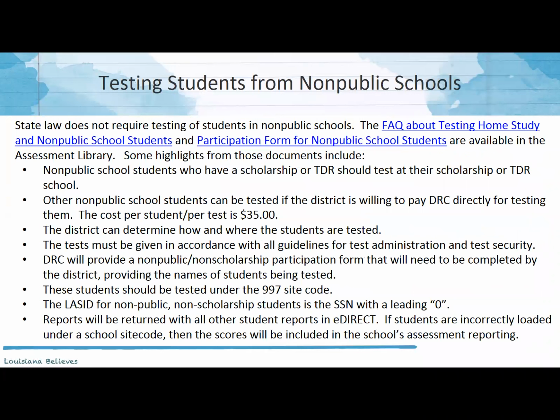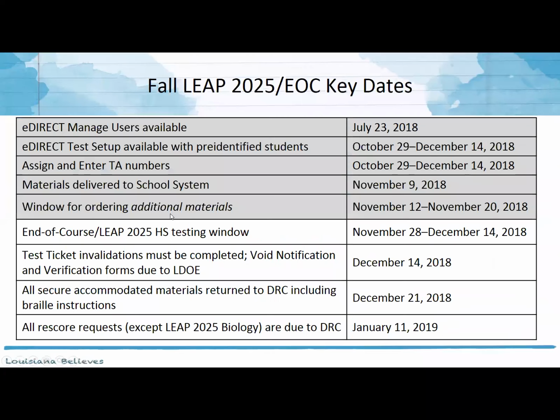So one thing to point out is that the cost for our non-public students changed. It used to be $50 per test, it is now $35 per test. But all the procedures, the processes, anything you've done in your district for home study or non-public should be the same. So there have been no changes with the exception of the cost being reduced for non-public students. And the key dates for our fall window are located here.